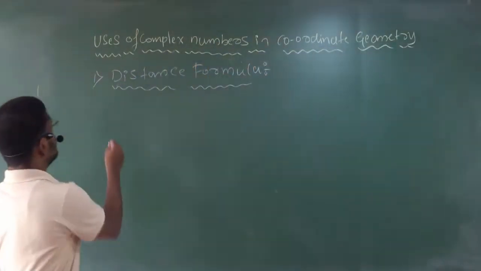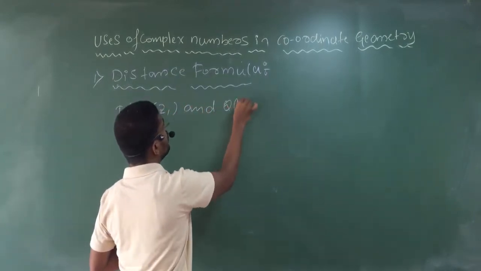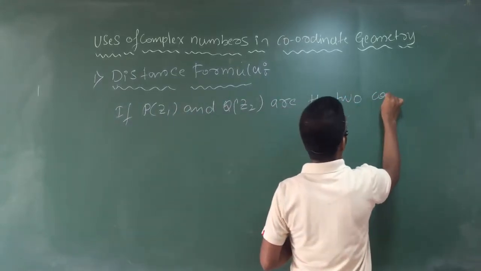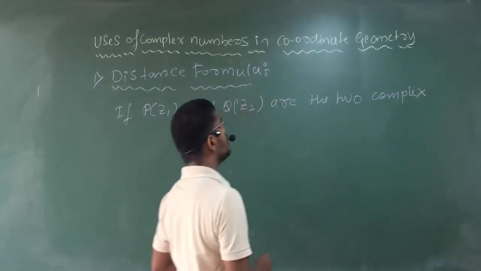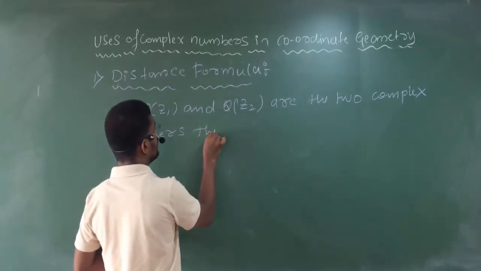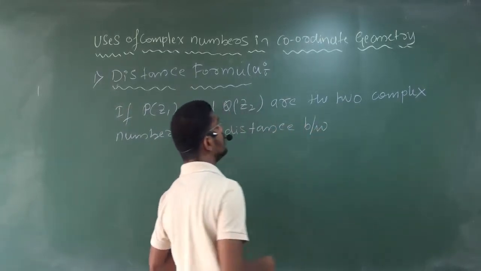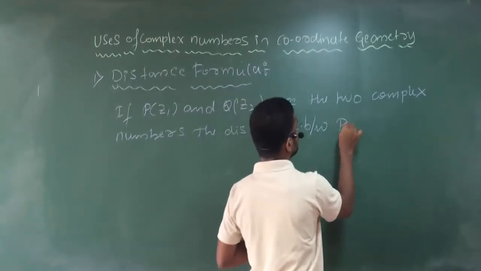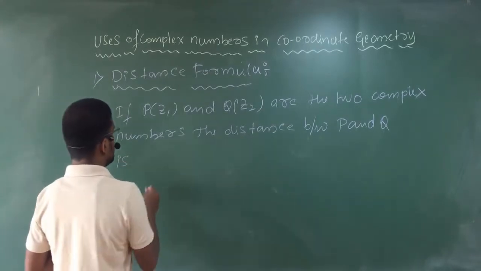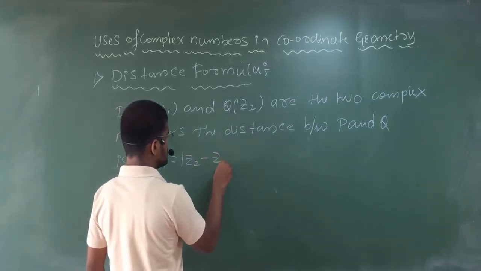Suppose if P of Z1 and Q of Z2 are the two complex numbers, then distance between P and Q is mod of PQ equal to mod of Z2 minus Z1.